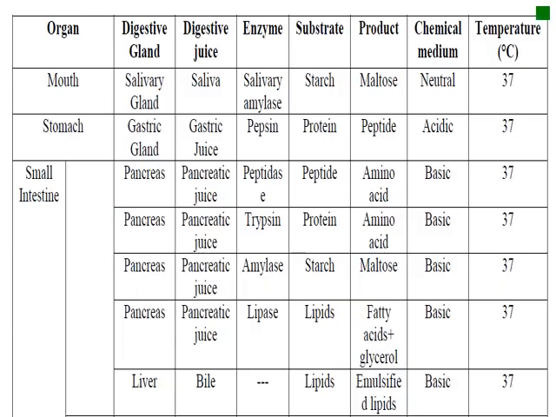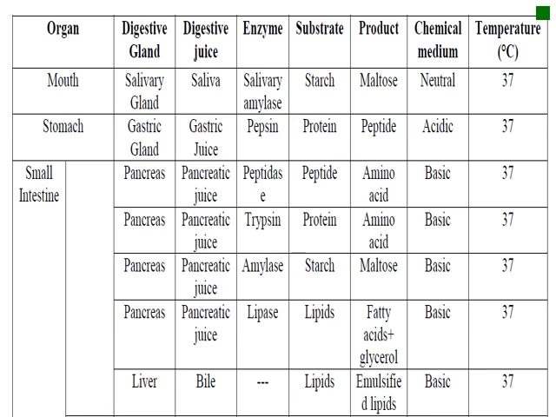Mouth contains a salivary gland that secretes a juice called saliva. This saliva contains an enzyme called salivary amylase that works on starch to give maltose. Medium is neutral, pH equals 7, and temperature 37 degrees Celsius.